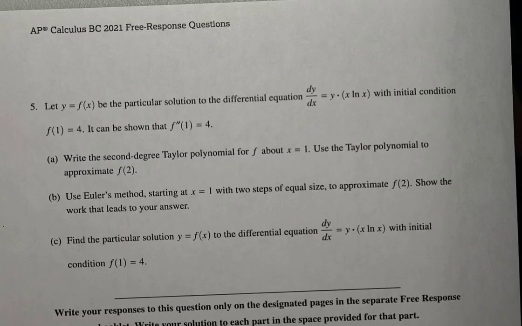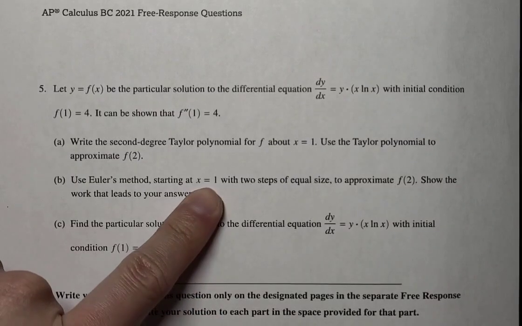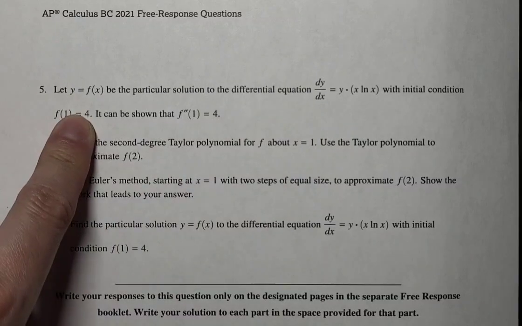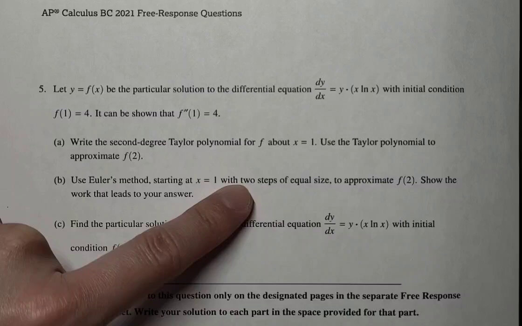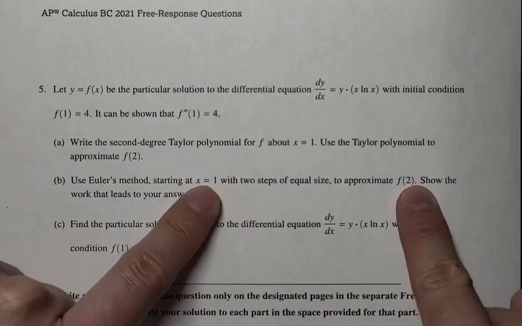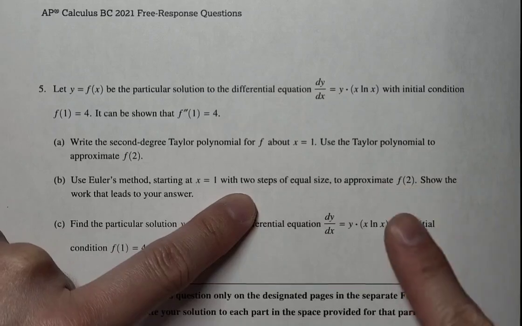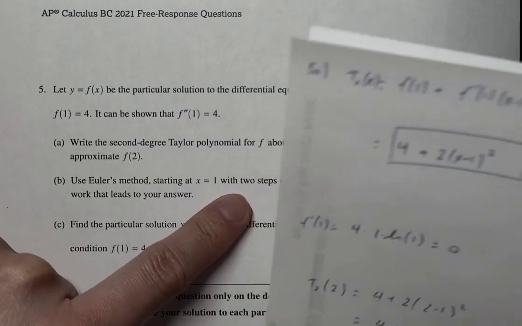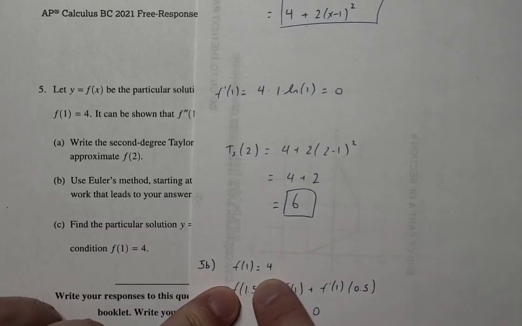Okay. Part B, use Euler's method starting at x equals 1 with two steps of equal size to approximate f of 2. Show the work that leads to your answer. Okay, so we're starting from x equals 1, so f of 1 is 4. And then we want to go 2 steps to 2. So 2 minus 1 divided by 2, that's 1 over 2, which is half. So the step size is half. Okay? So the next one would be f of 1.5.